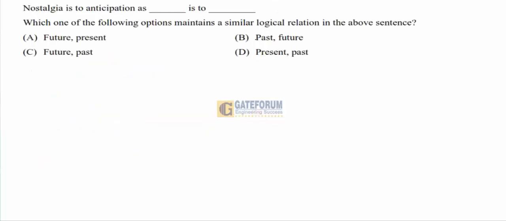Nostalgia is to anticipation. Nostalgia means longing for the old, longing for the past. And anticipation is waiting for the future. So nostalgia is about the past and anticipation is about the future. So this must be similar to past and future. So naturally B is the correct one. We have a nostalgia for old things and we have an anticipation for future happenings. So it's equivalent to past and future.